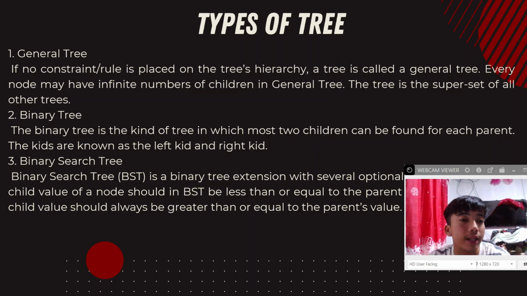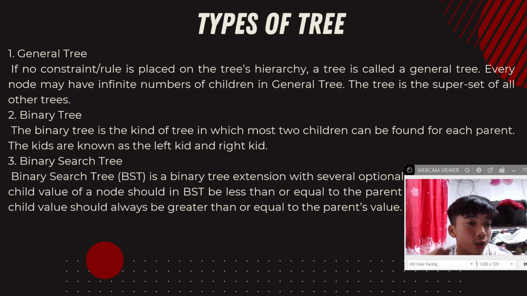The second one is the binary tree. The binary tree is the kind of tree in which at most two children can be found for each parent. The kids are known as the left kid and the right kid. So, a binary tree is a type of tree where each parent node can have at most two children. Its characteristics are each node in a binary tree has at most a left child and a right child. So it only has two children, which are the left child and the right child. The left child and the right child are distinct and ordered.